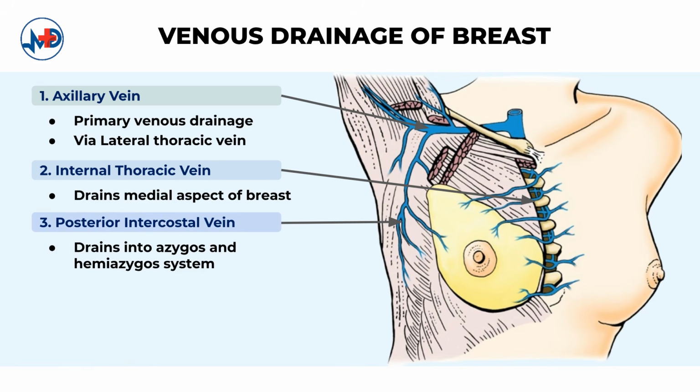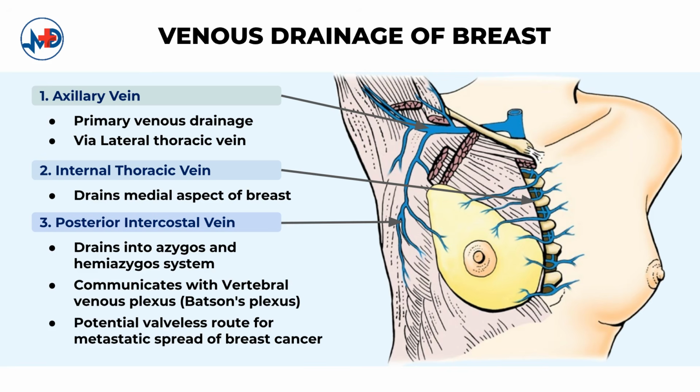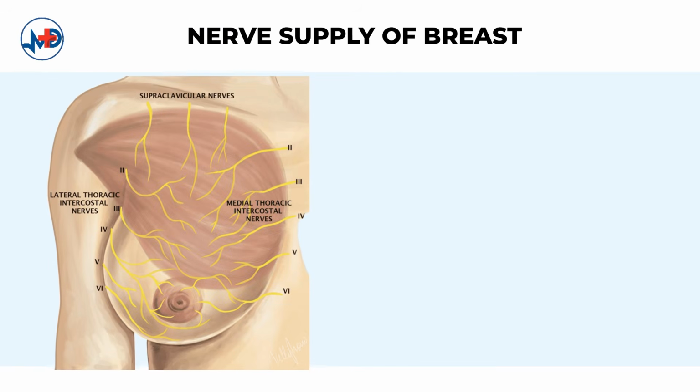This is clinically significant as this system communicates with the vertebral venous plexus, also known as Batson's plexus, providing a potential valveless route for metastatic spread of breast cancer to vertebrae, ribs, and even the brain or central nervous system. Now, let's go to some important key points for the nerve supply of breast.